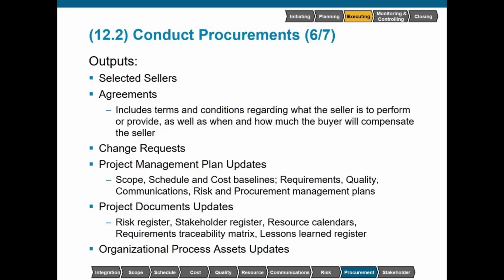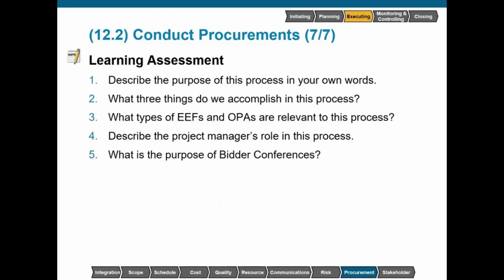The requirements traceability matrix will be updated to show that the seller is now responsible for fulfilling certain project requirements. And the lessons learned register will be updated with any information or challenges that we've encountered while conducting these procurements. Organizational process assets updates could include the list of prospective and pre-qualified sellers and information on relevant experience with sellers, both good and bad.